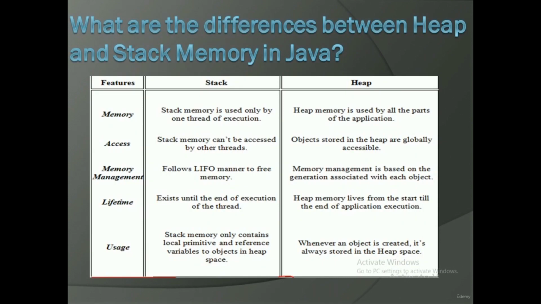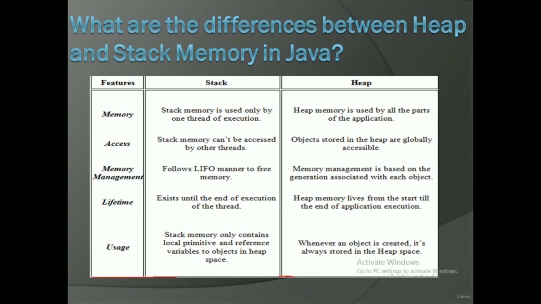What are the differences between heap and stack memory in Java? Let's see one by one. Coming to memory, stack memory is used only by one thread of execution. Heap memory is used by all the parts of the application. Access. Stack memory cannot be accessed by other threads. Objects stored in the heap memory are globally accessible.